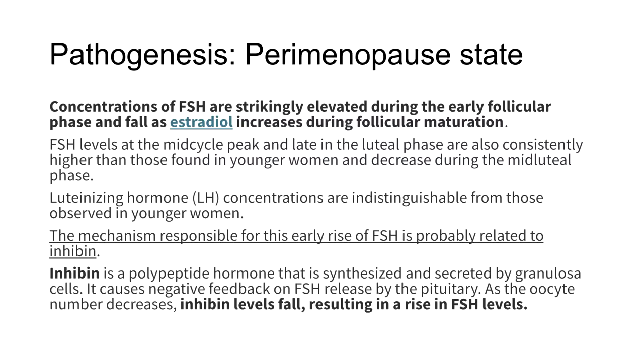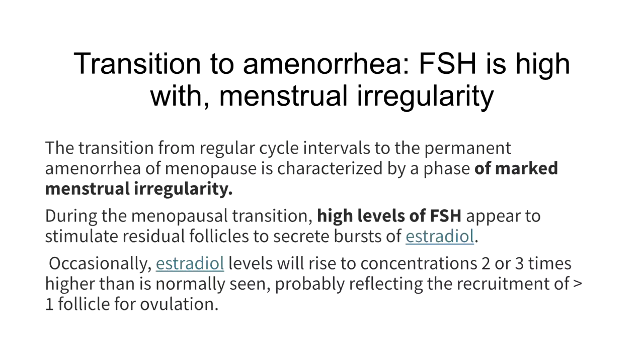So when we see an early rise of FSH, usually it is because we don't have a negative feedback from inhibin. Inhibin also lowers its level during perimenopause, and it does not produce a negative feedback over FSH, and that will result in high levels of FSH. So, transition to amenorrhea will be characterized by high levels of FSH, also with menstrual irregularity.